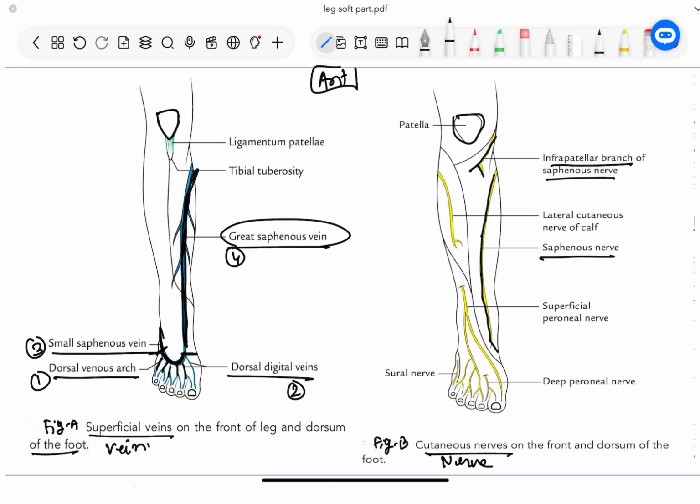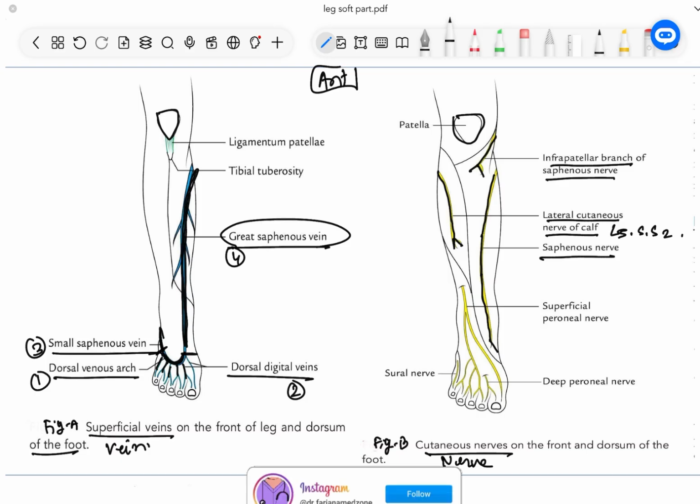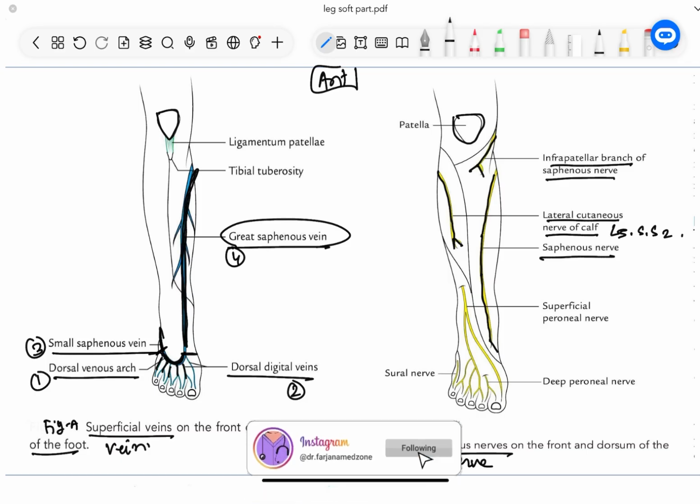After that, see the lateral side, there is a nerve which is supplying the lateral aspect of the leg and calf also. The name of that is the lateral cutaneous nerve of the calf. Its root value you can remember: L5, S1 and S2. It will supply skin over the upper two-third of the leg laterally, upper two-third of the leg laterally.